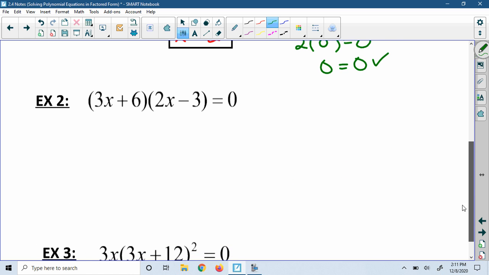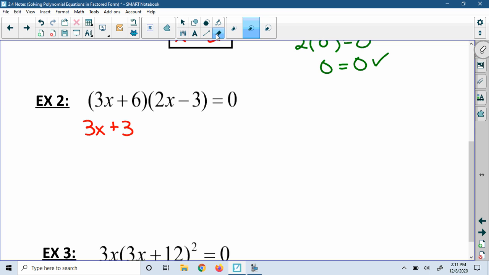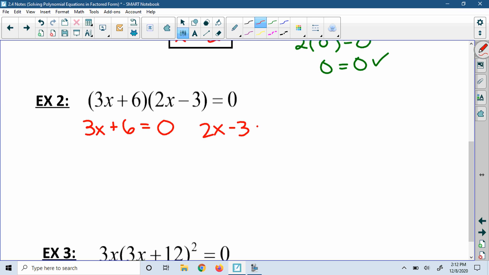Let's practice a couple more. Example 2, I've got 3x plus 6, 2x minus 3. So using the zero product property, we know that either, oh goodness, having a hard time talking and writing at the same time. We know that either the first factor, the 3x plus 6 equals 0, or the second factor, the 2x minus 3 equals 0.